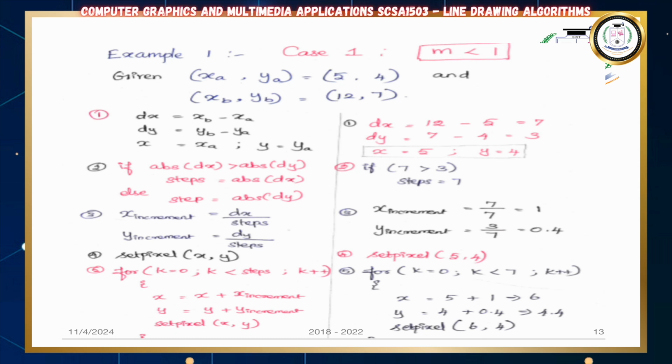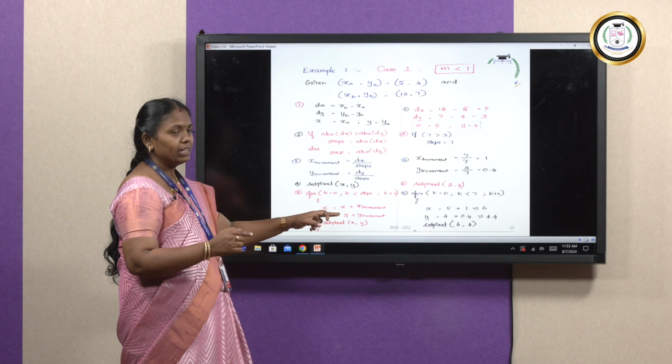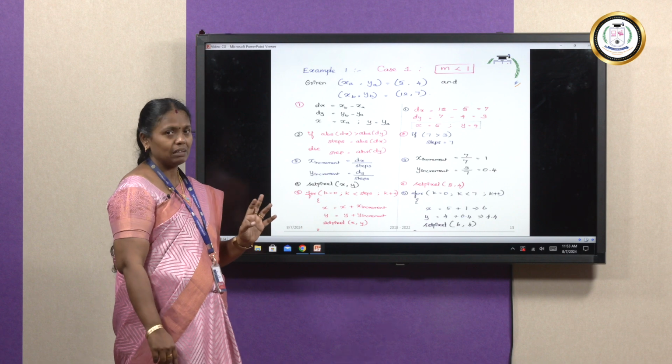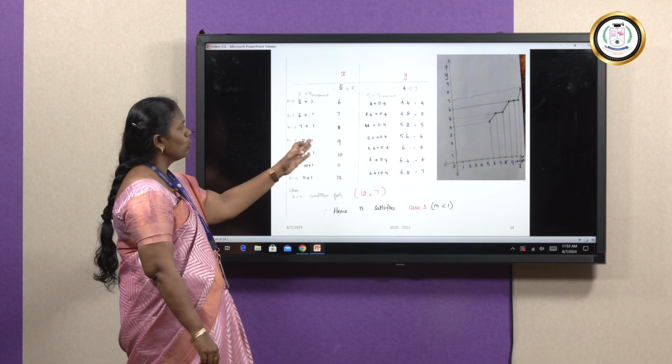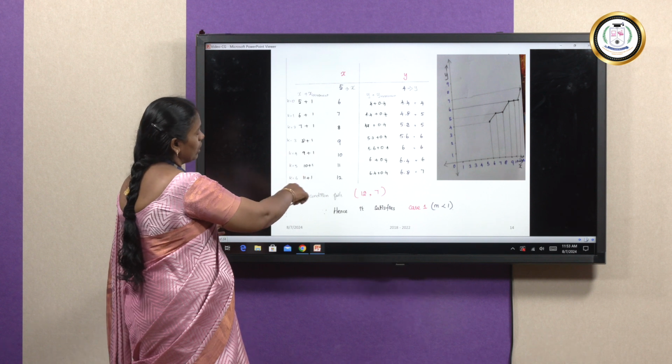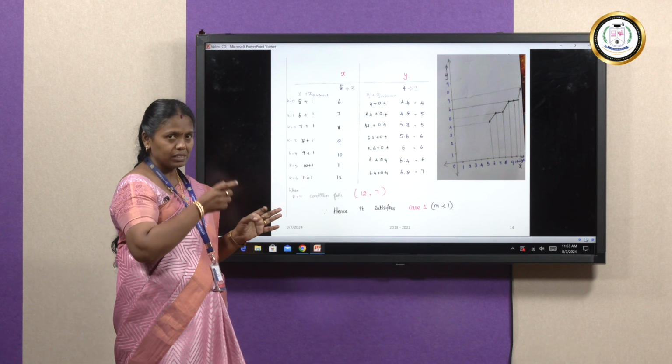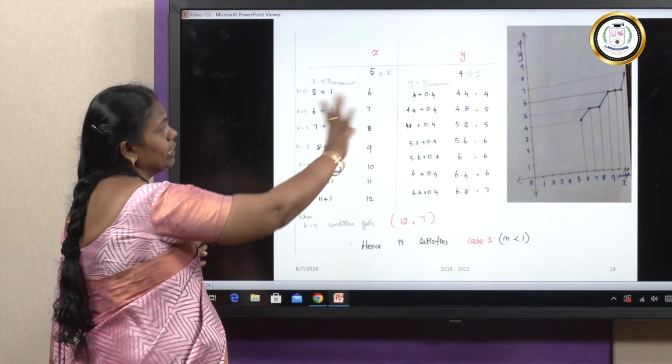So the loop will be repeated till less than steps, that is 0 to less than steps. If I am having 5 steps, it means 0 to 4 the loop will be repeated. The value whatever we are getting will be assigned as the pixel value. See in this example, we are getting 7, so steps will be 7. So 0 to 6 times the loop will be repeated. We are getting x and y coordinate values, and whatever values we are getting will be assigned as the set pixel value, which we have to plot in the graph.